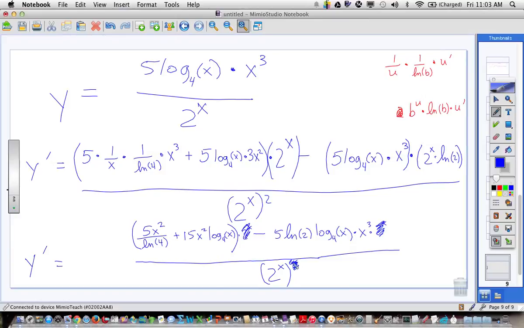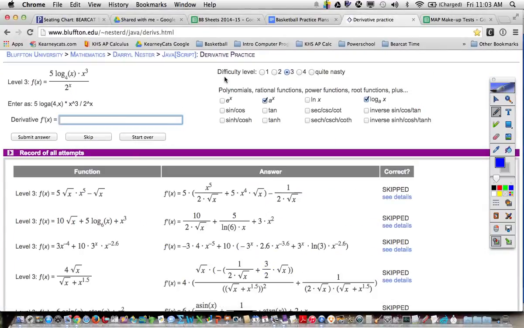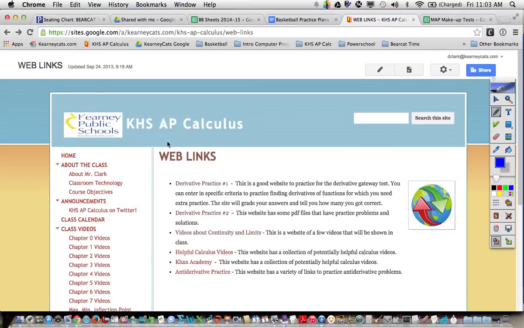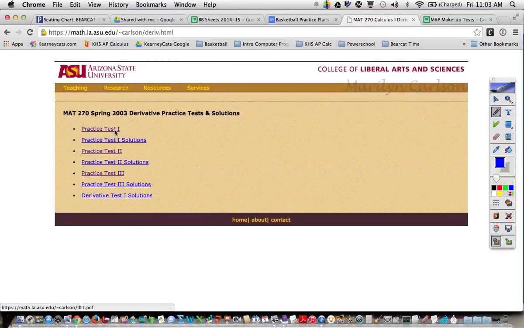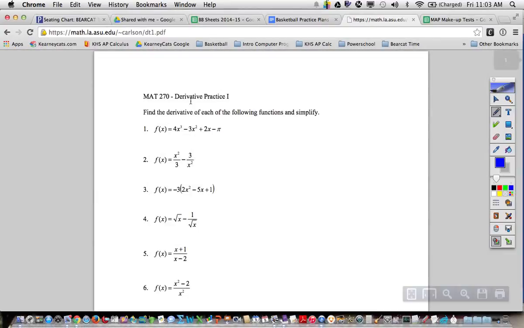Okay? All right. So let's look at the other website that we have, which is derivative practice number 2. What this has is 3 different practice tests. They're just PDFs. Now, they start pretty simply. Derivative of pi, what's the derivative of pi? 0.